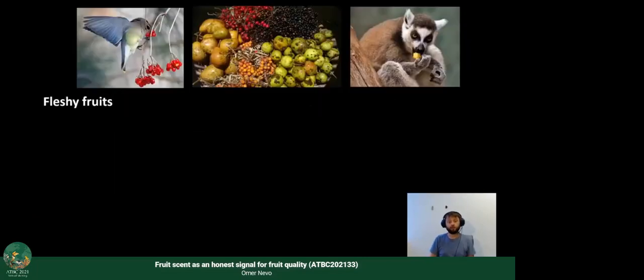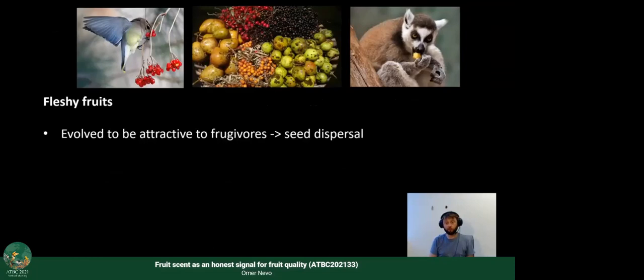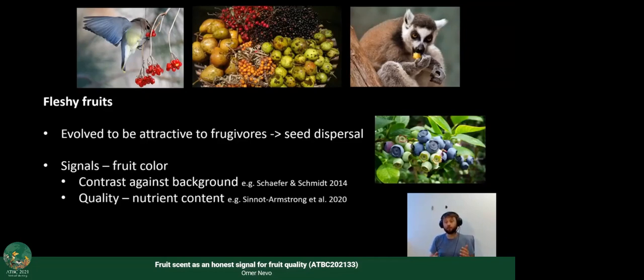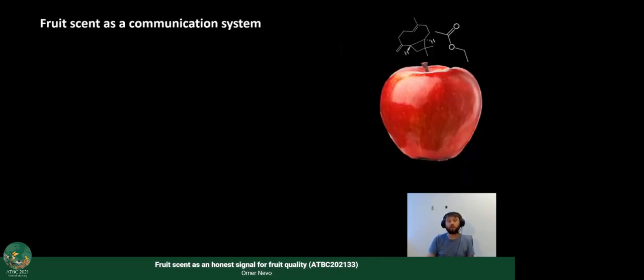So fleshy fruits have evolved to be attractive to frugivores to facilitate seed dispersal. And many traits of fruits have evolved as signals for these animals. The best example for this is fruit color that we know has evolved to contrast against the background to facilitate detection of the fruits. But we also know that there is some relationship between fruit color and nutrient content, between signal and reward, that might tell animals what they find in the fruits.